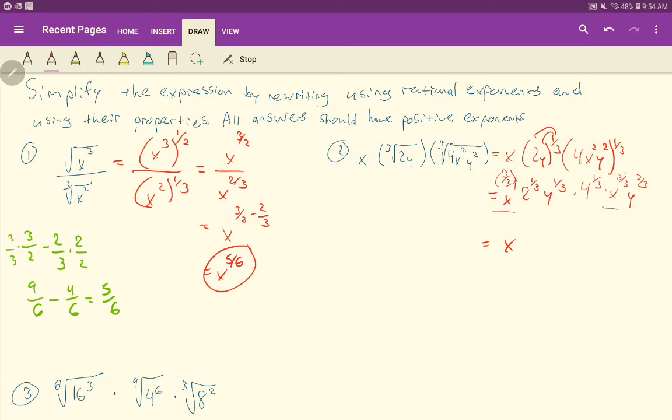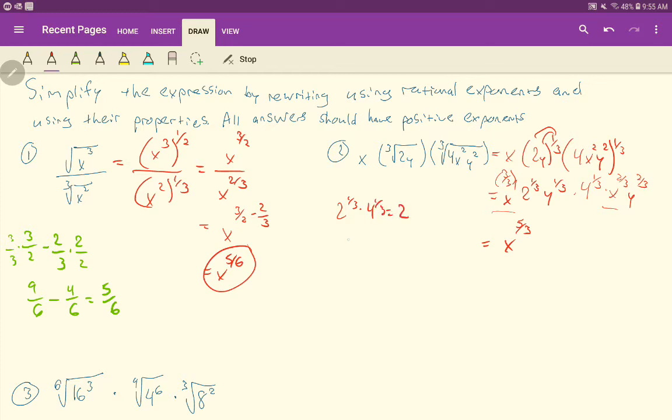Okay, so we're going to take 2/3 and add that to 3/3, so you get 5/3. And then the 2, well, that goes with the 4 there. Okay, now they both have a power of 1/3. So we could multiply them and get 8 to the 1/3 power. Okay, again, you can also type in your calculator just 2 to the 1/3 power times 4 to the 1/3 power, and you're going to end up with 2.